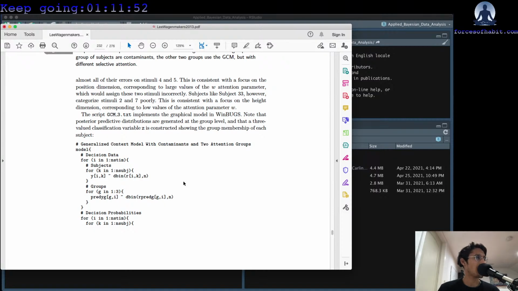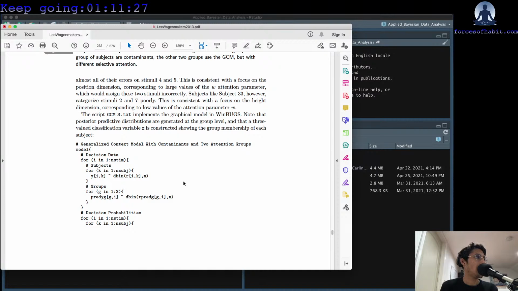And then you look at subject 33, who performs poorly on 2 and 7. This is consistent with a focus on the height. So one is focused on the lines and one is focused on the height. And we want to implement a graphical model. Note the posterior distribution generated at the group level and that 3-valued classification variable z is constructed, showing a group membership for each subject.